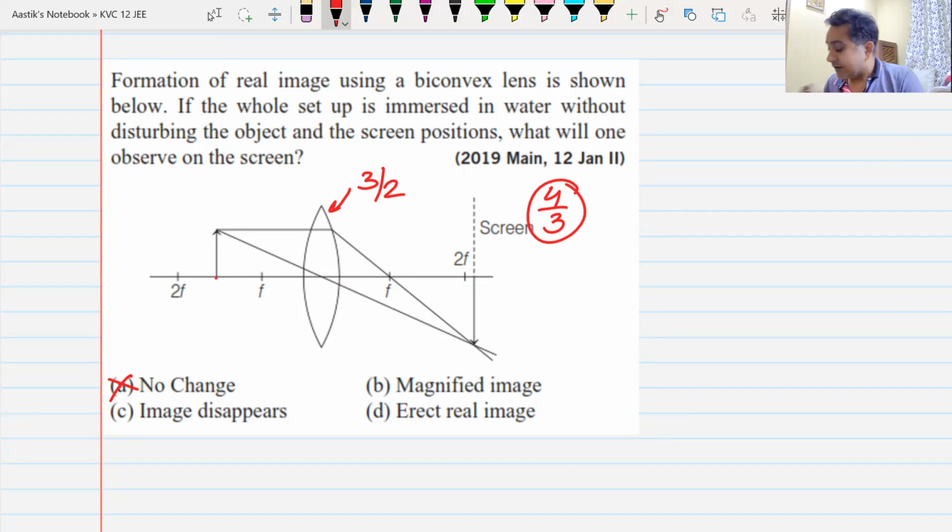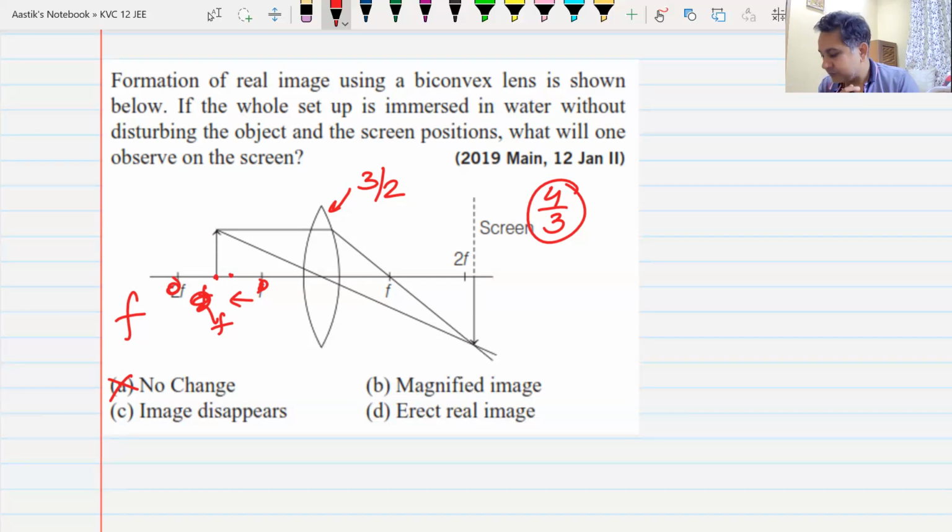Now, what are the other options? If the focal length changes, this focus will start to shift here. Now, if the object comes right at the focus, the image will be formed at infinity. And if the focus goes beyond this, the object will come between the focus and the pole, and the image will be virtual.